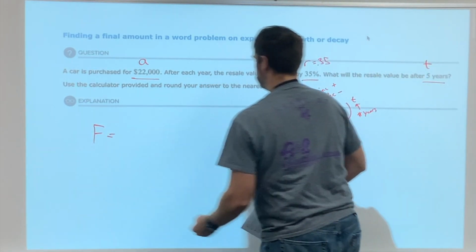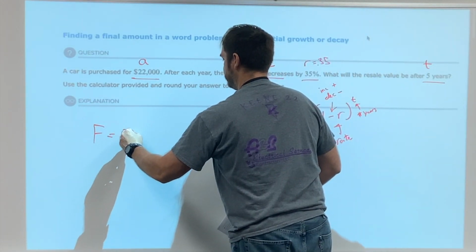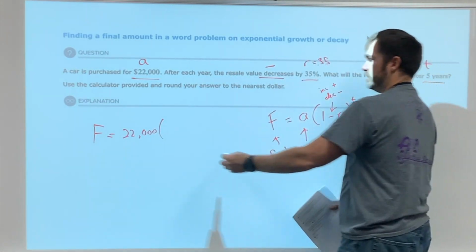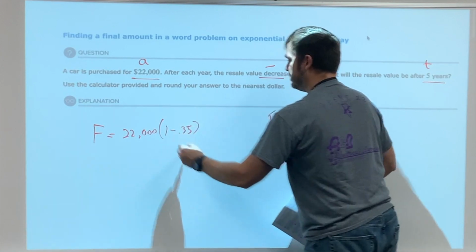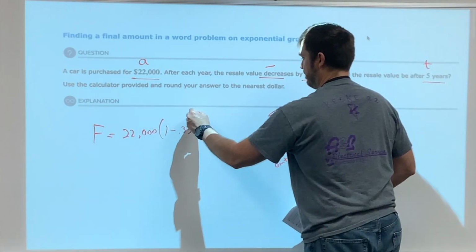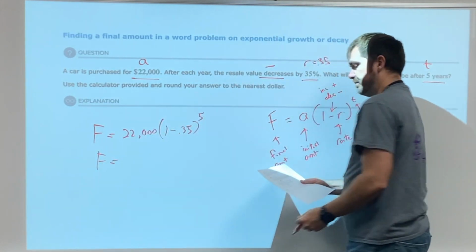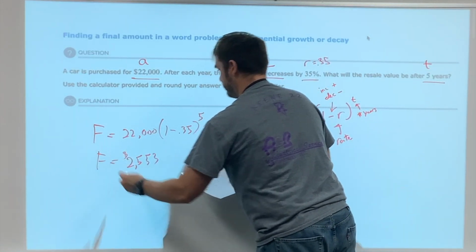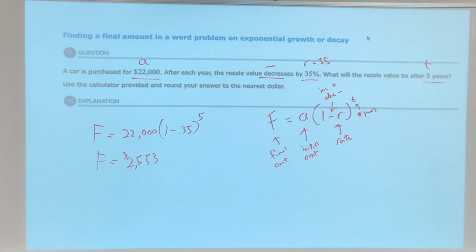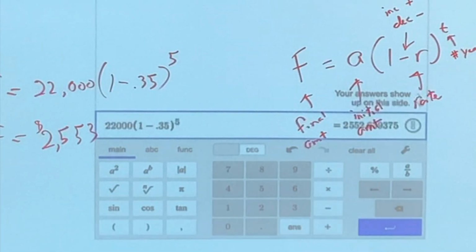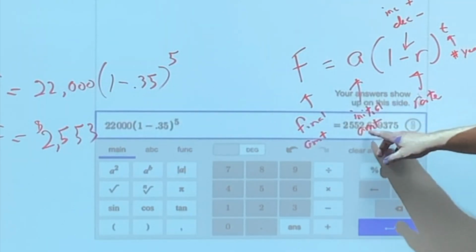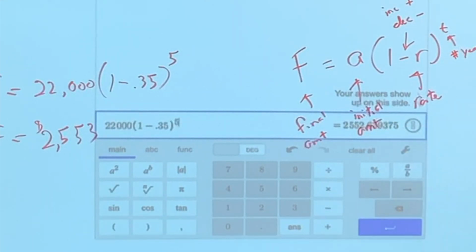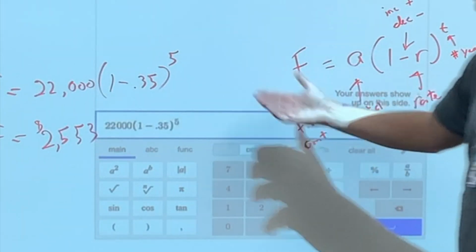So our final amount, the amount that this is worth after 5 years, is 22,000 times 1 minus R, so 1 minus 0.35 raised to the power of 5. All right? You literally type that into Desmos, and you get 2,553. Let me show you real quick why that is. Raised to the 5th power, 2,552.639 rather. So if we round this to the nearest dollar, the 2,552.6 is going to round up to 2,553.